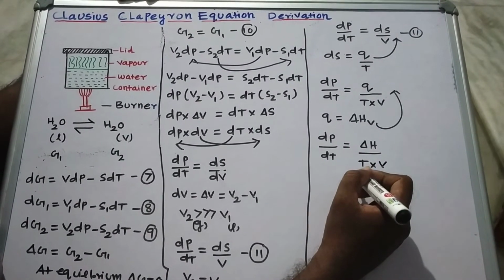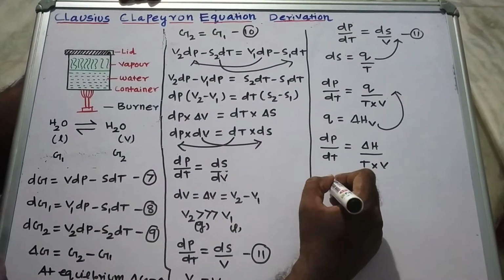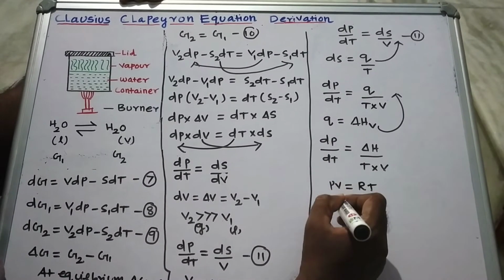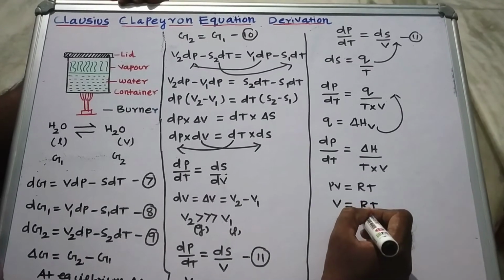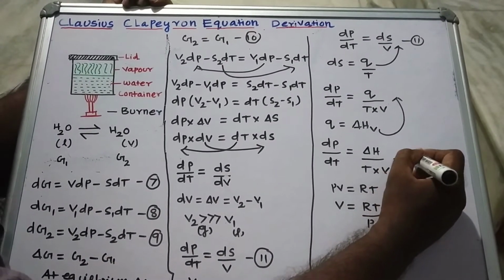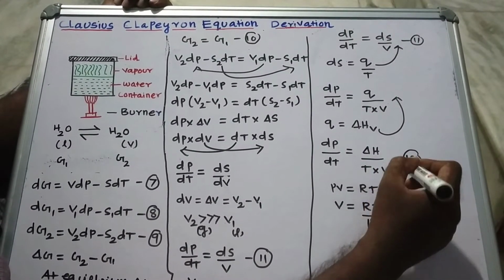So it's well known that according to the ideal gas equation, PV is equal to RT for 1 mole of gas, then V is equal to RT by P. Okay, this is equation number 12. Now substitute this value in equation number 11.